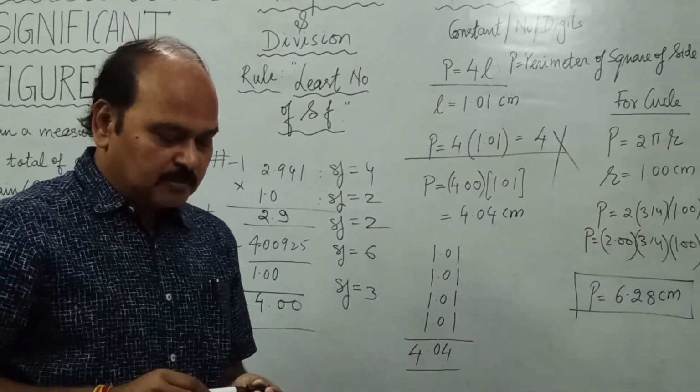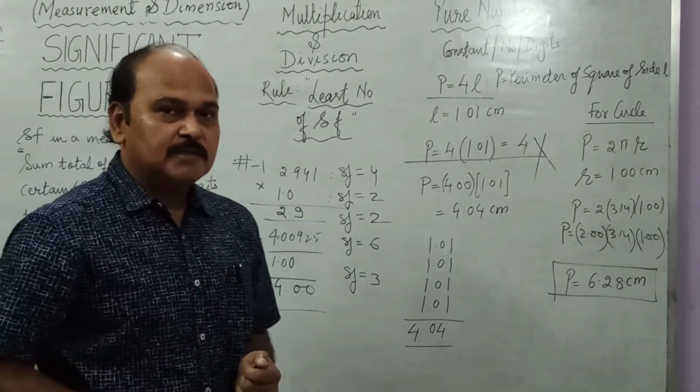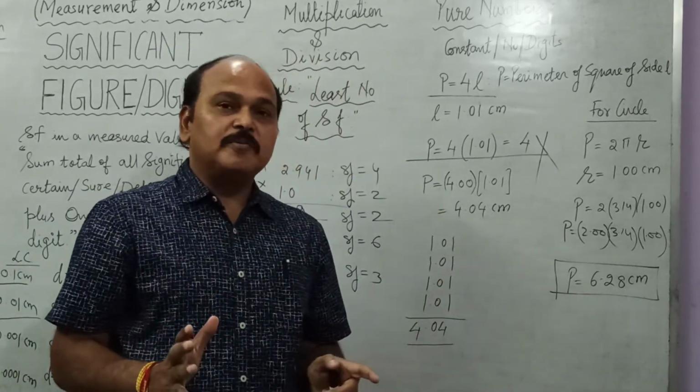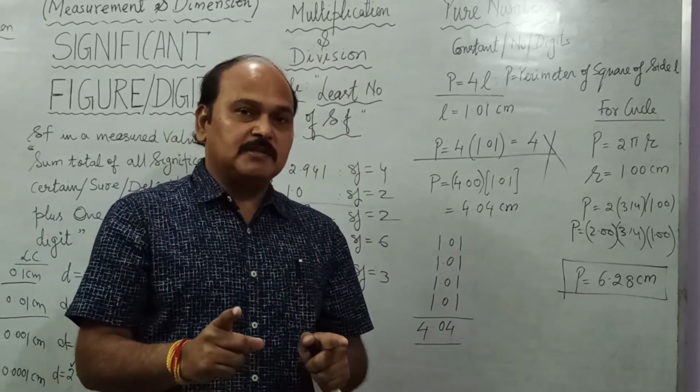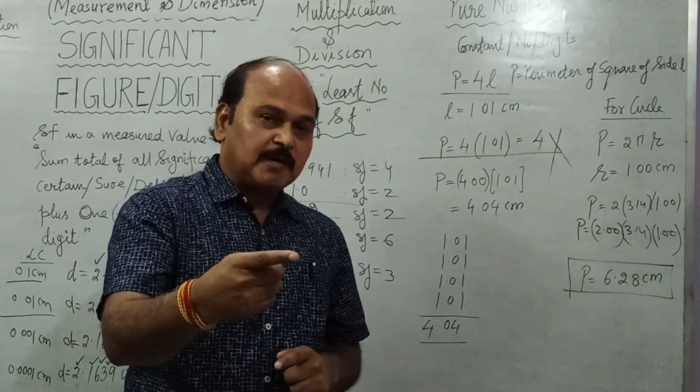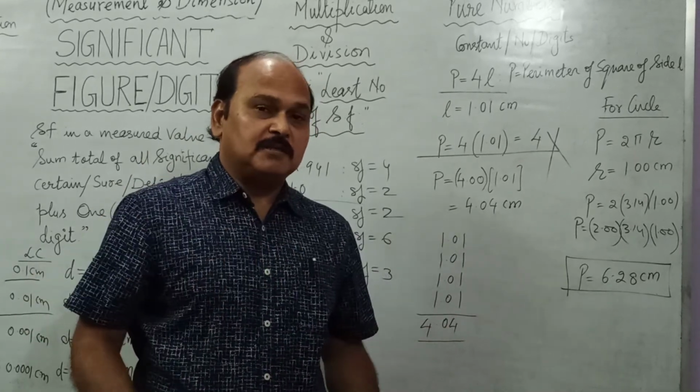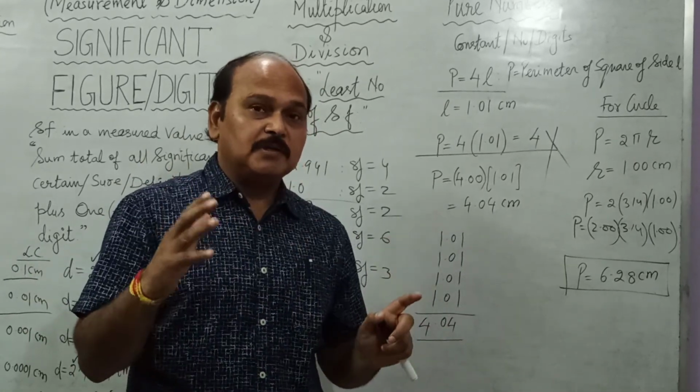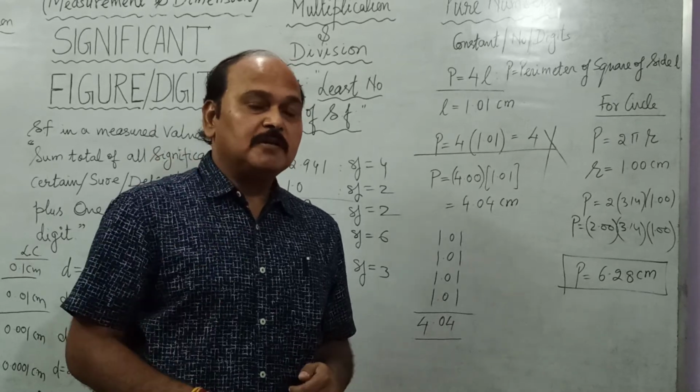So pure numbers are the constants of various formulas. They are not measured by any instrument. They have unlimited accuracy. Whichever measured value they are multiplied with, they acquire the same accuracy. They do not alter the accuracy of the measured value they are multiplied with or divided from.